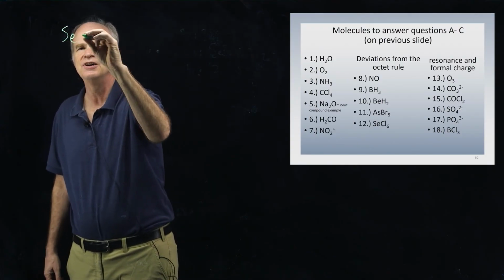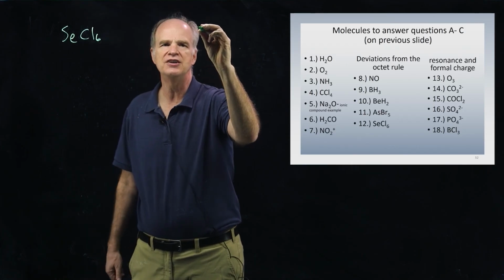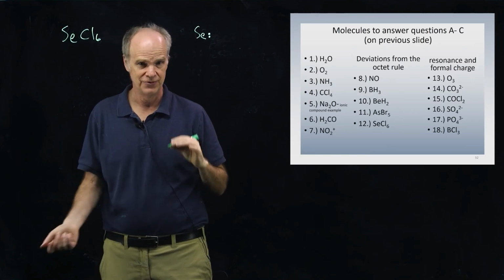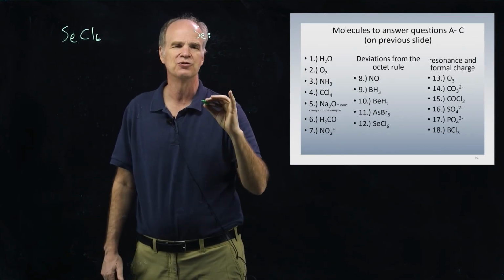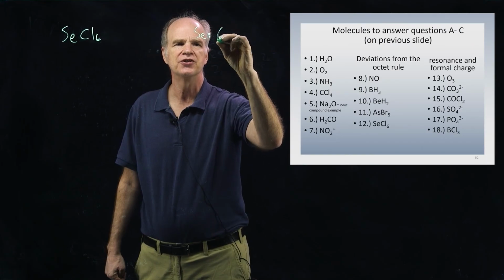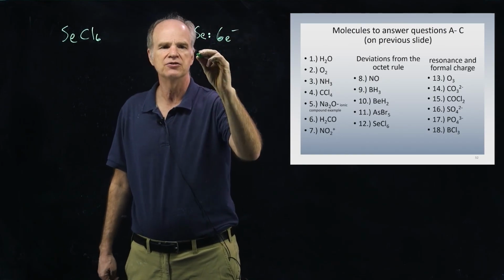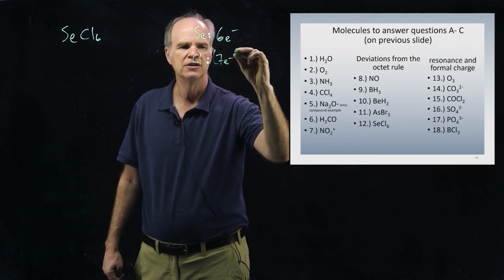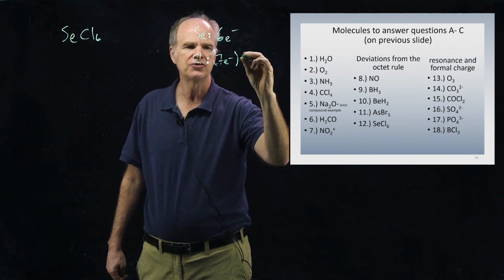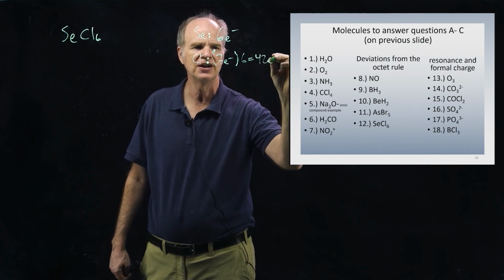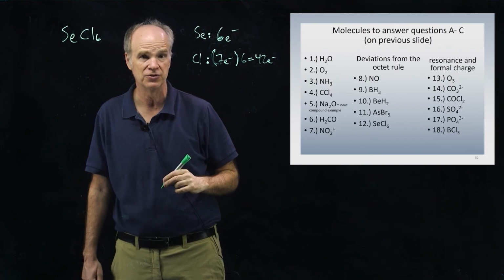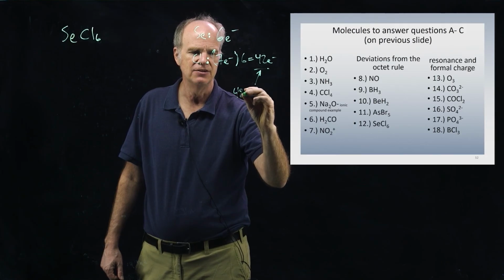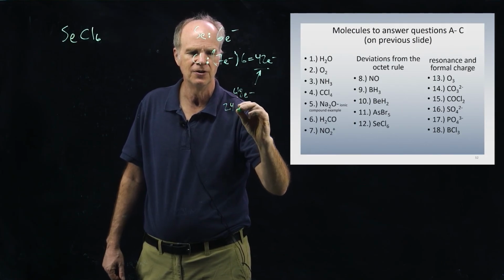Okay, so selenium hexachloride. Selenium is in group 6 or 16, depending on the system that you use to give you group numbers. So selenium has 6 valence electrons, and chlorine has 7. And then there are 6 chlorine atoms for a total of 42 valence electrons contributed by the chlorines. So it looks like we have a total of 48 electrons or 24 pairs.